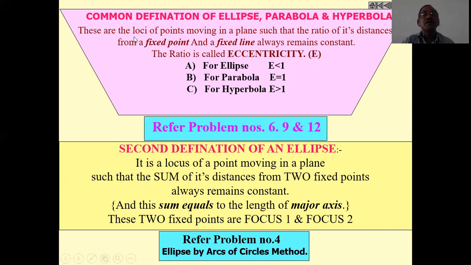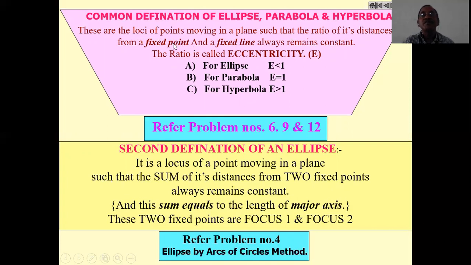These are the loci of points moving in a plane such that the ratio of its distances from a fixed point and a fixed line always remains constant. Here, the ratio is called eccentricity. So there are two entities here clearly, a fixed point and a fixed line, and another one is moving, the locus of points moving. A point is moving in such a way in relation to this fixed point and fixed line.